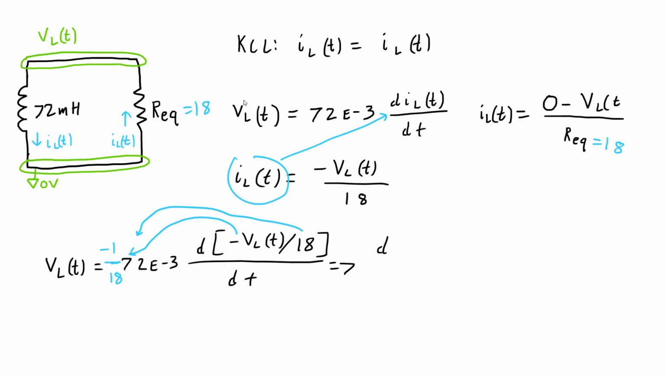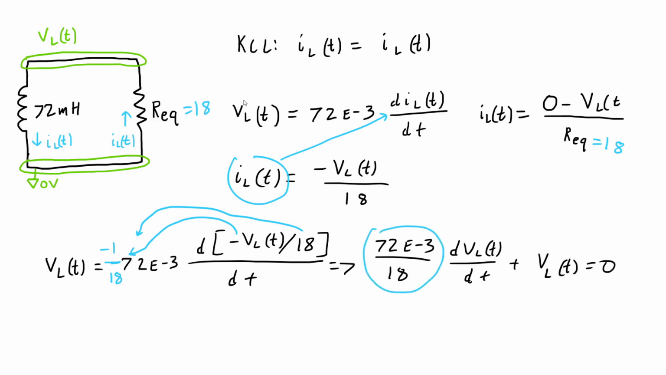I'm just going to add it to the side. Actually, let me put this here first. Over 18, and dVLT dt plus VLT equals 0. So you may notice that this is tau, because this is L and this is R equivalent. So let's go ahead and calculate that real quickly.